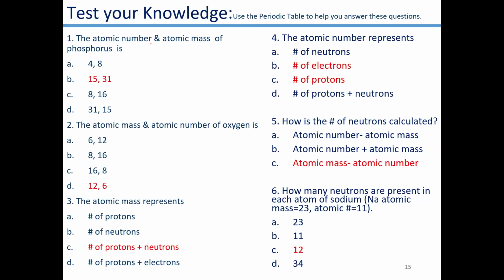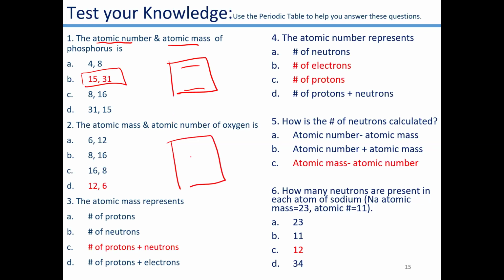Okay, so number one, in this case, we should have identified the atomic number and the atomic mass. So remember, the atomic number is the number at the very top. The mass is going to be at the very bottom. So in this case, it should be 15 and 31. Same thing over here, mass and number. For oxygen, we know that the number was up here, the mass was down here. So then that should have been 12 and 6.